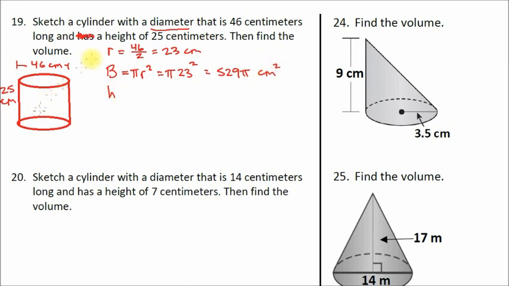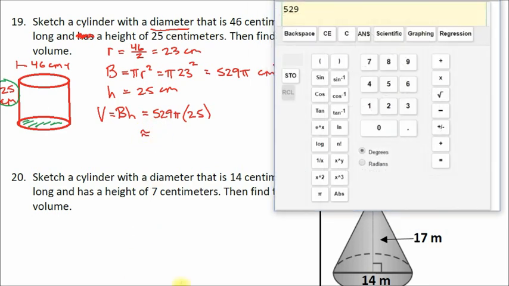Our height, if we wanted to follow our procedure here, we would shade the base and circle the height. So our height is equal to 25 centimeters. And the volume of a cylinder is just base area times height, which is going to be 529 pi times 25. If we put that in our calculator, we're going to have to round, so we're going to get an approximation.